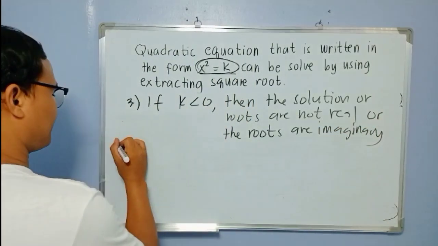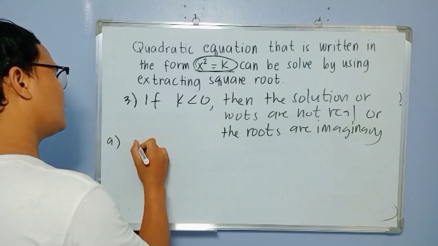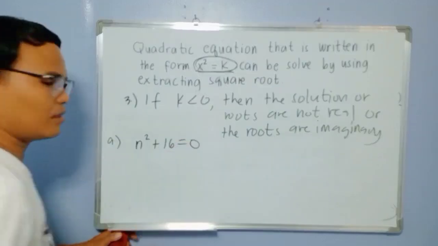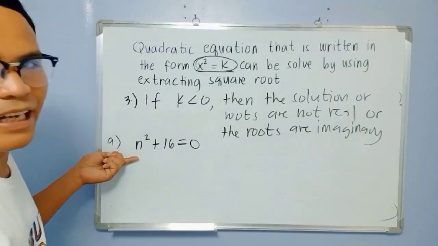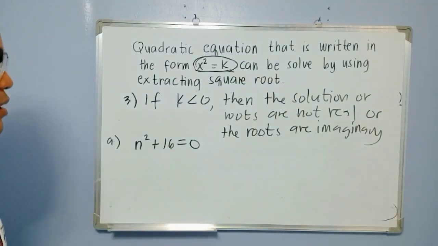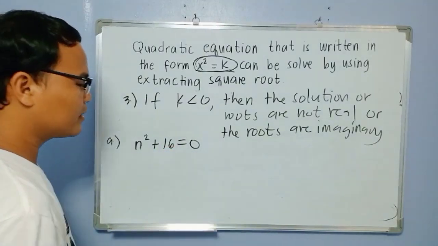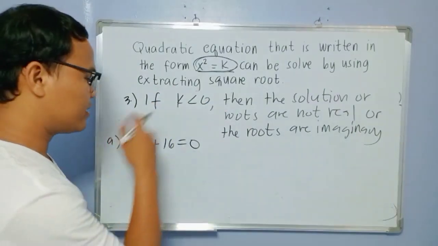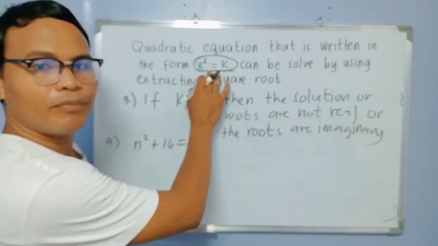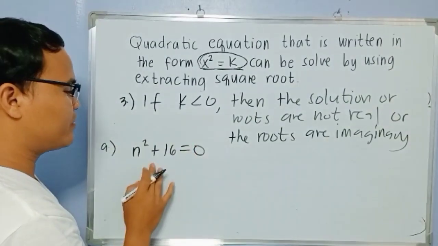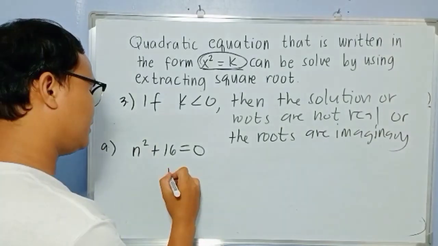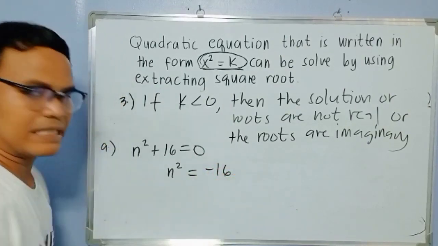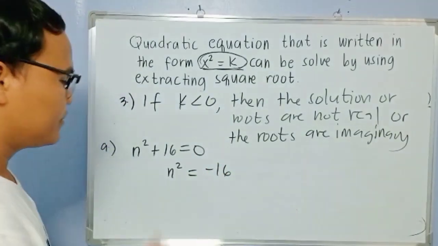Okay, example. Here, n squared plus 16 equals 0. So we are going to find the value of n to make it equal to 0. Now, as I said earlier, we cannot apply directly subtracting square root both sides if the equation is not in this form. We are going to transpose positive 16 to the right side. Ang maiiwan po ay si n squared equals negative 16. Yan po.